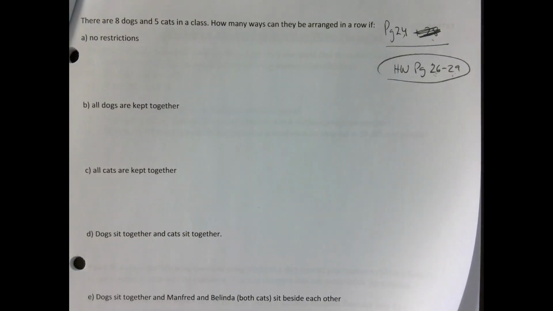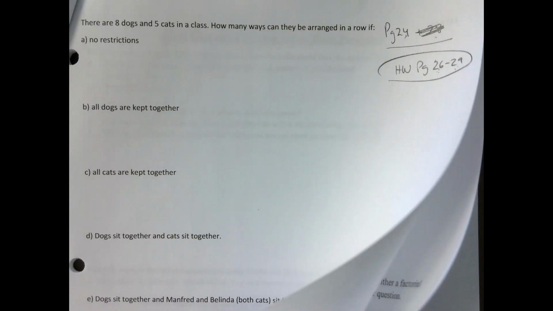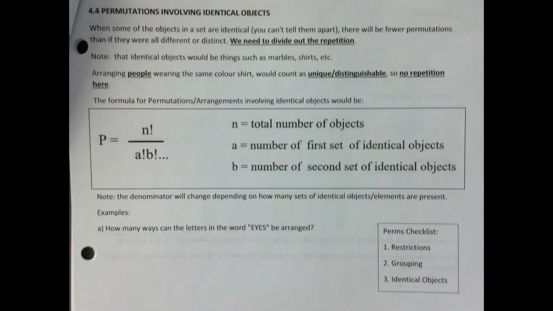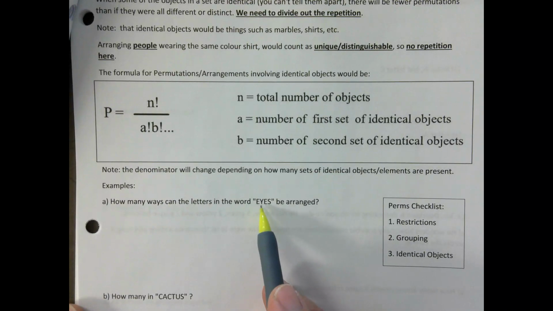What's tomorrow, you're asking? Repeated objects. So for example, eyes has an E and an E there. There's 2 E's, so there's a problem. We've got to address that, okay?